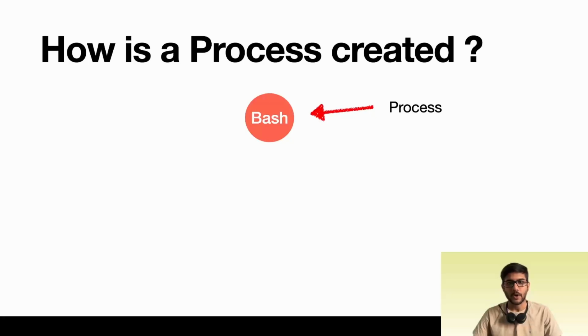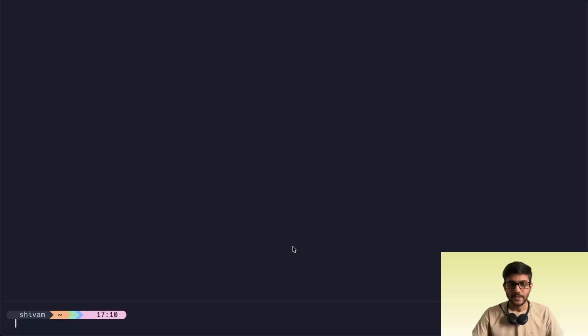Now, how is a process created? Let's jump into the terminal to understand this. So this is my terminal, which was shown earlier. In that example, I had shown a bash, but here I have a ZSH terminal. How you can see that is just do echo $0. This will tell you what kind of terminal you have. So I have a ZSH. You can have bash or any other shell.